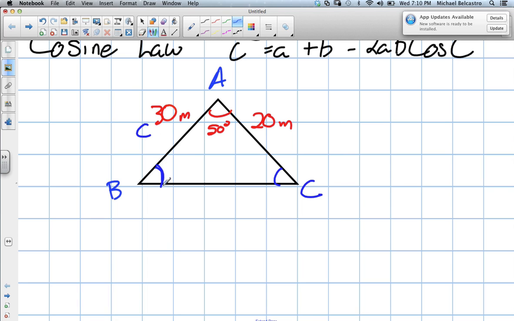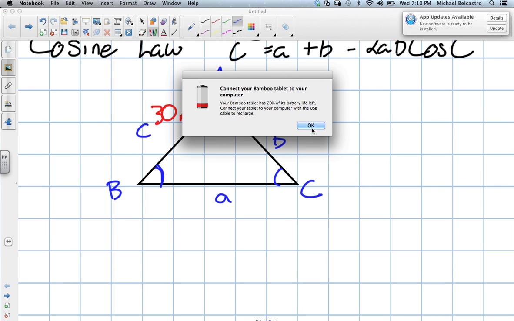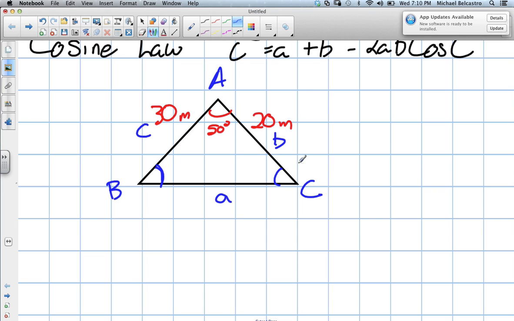If this is angle B, what is side B? 20. Yeah. And if this is angle A, what is side A? The one that's unknown, right? Yeah, it's opposite of that. So now that we have that, it can sometimes be hard to know whether to use sine or cosine. Well, that's when you use cosine, right? Yeah, you're right. This is when you use cosine.